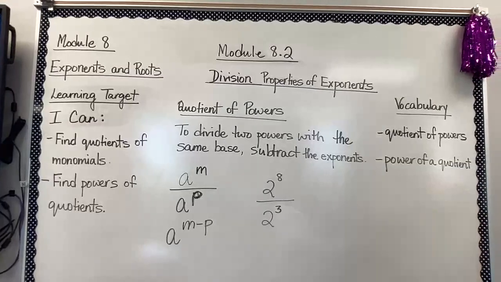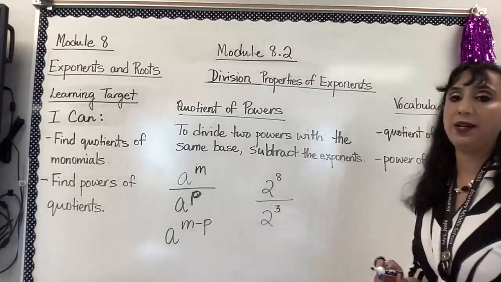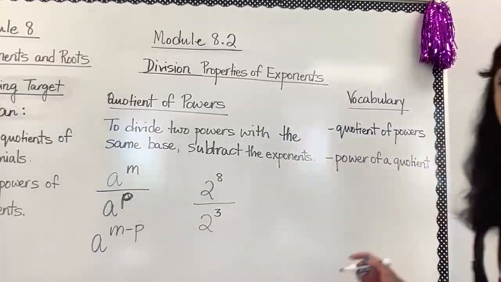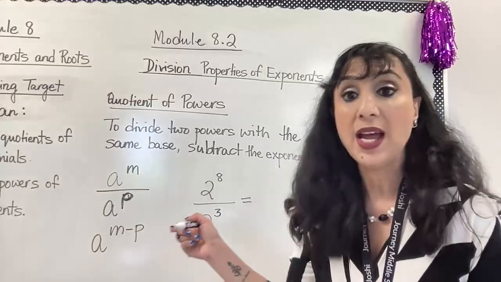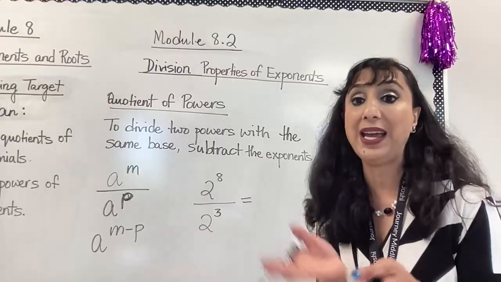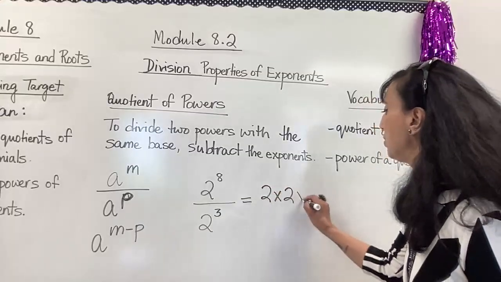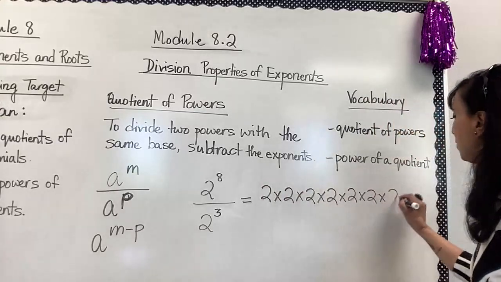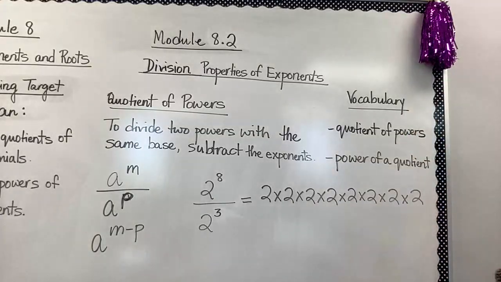Now, let me tell you why we are doing that. So, let's say I have 2 to the 8th power. Okay, I have 2 to the 8th power that is given to me. So we know this means that my base number is 2, right? And so that is my factor that I am going to multiply by itself 8 times. So that means 2 times 2 times 2 times 2 times 2 times 2 times 2 times 2. 1, 2, 3, 4, 5, 6, 7, 8.